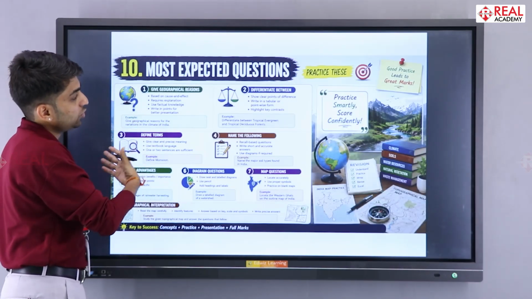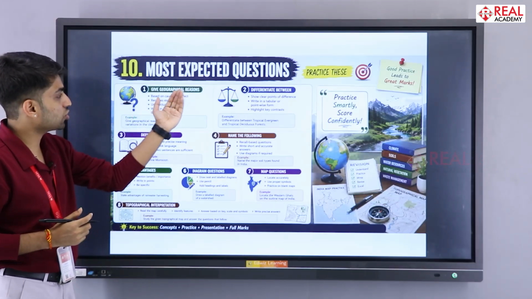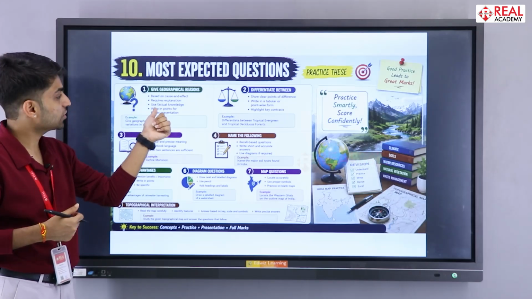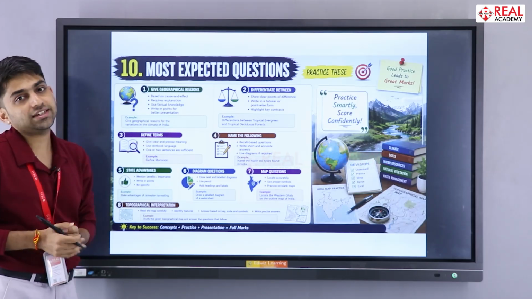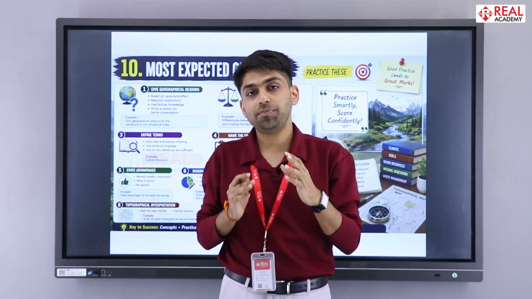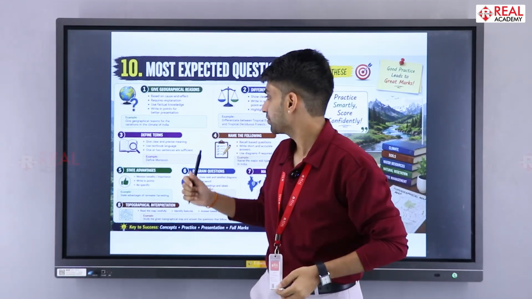Then most expected questions based on cause and effect, that can be coming under give geographical reason. It requires explanation, use factual knowledge, write in points for better presentation. Don't go for paragraph. Always write in points. It makes your answer look very clean, tidy, and up to the mark.